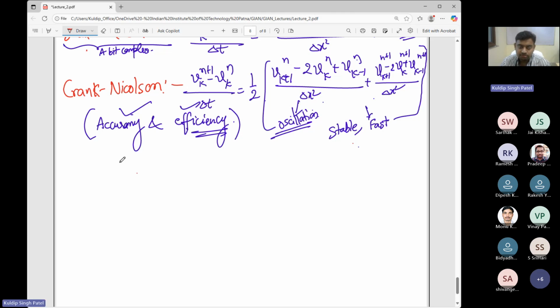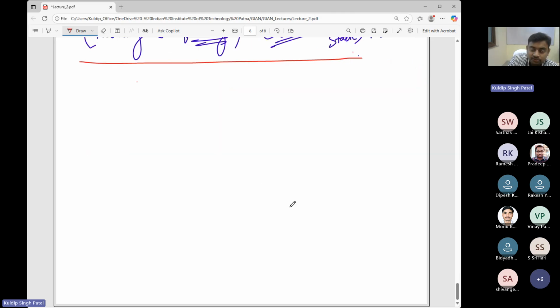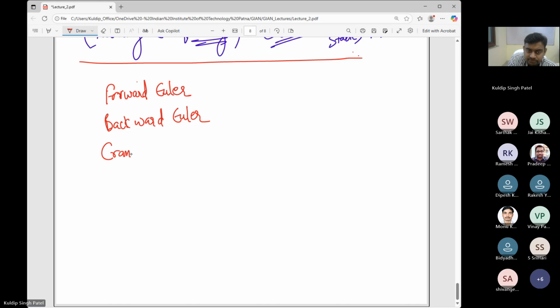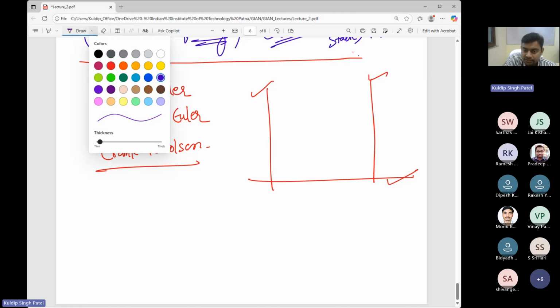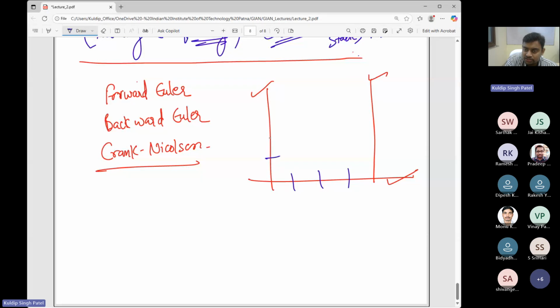All good. Now let me quickly tell you the geometry for all these three. Let me write them: forward Euler, backward Euler, and Crank-Nicolson. So what is the geometry? Let us try to understand. This is known, this is known, this is known. We all know the initial and boundary conditions. And then again, I'll take only 3 points so that it will be clear to you.